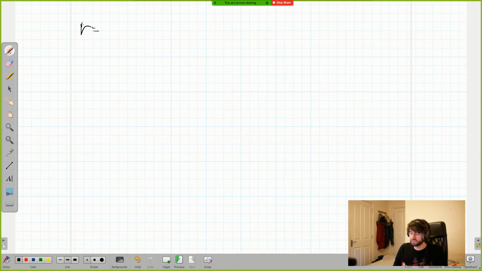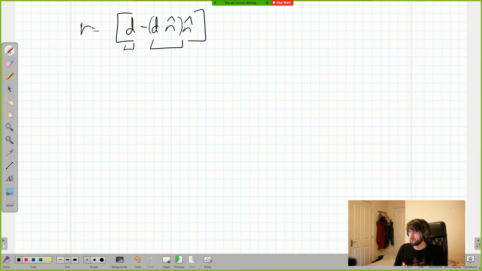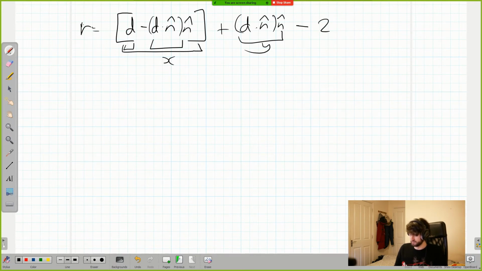r equals the x component. So remember, the x component was d minus d dot n times n, which is essentially the same as saying the full vector minus its y component, right? And then plus the y component, d dot n times n. Right, so this thing's y, this thing's x, right? Minus two lots of y, right? So minus 2 d dot n times n.